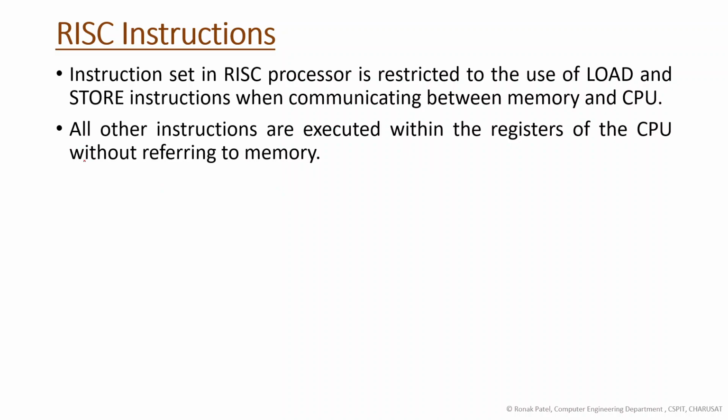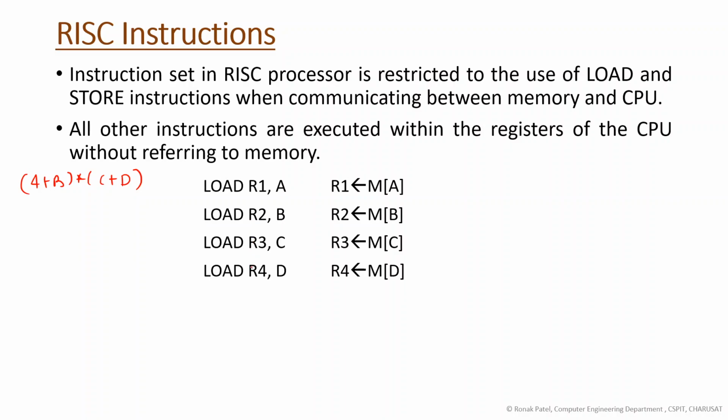So all instructions are executed within the registers of the CPU without referring to memory. In the previous case, we were using the memory. So in this, first all the data that you require will be brought to registers, and then the operation will be performed. So A plus B star C plus D. So first bring this A, B, C, D, this address from memory to registers. So load R1 comma A. So from memory location A, the data will be in R1, then R2, R3 and R4.